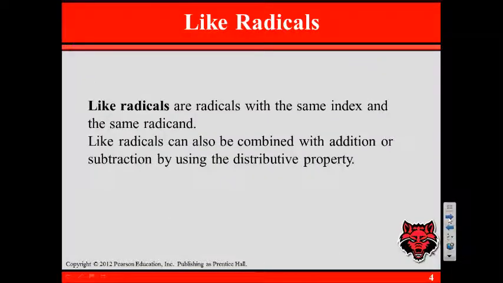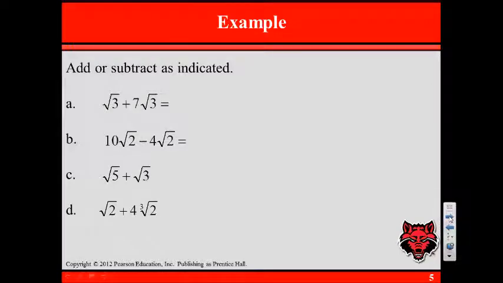Like radicals, or radicals with the same index and the same radicand, can also be combined with addition or subtraction by using the distributive property. Essentially, we're going to combine the coefficients of like radicals and keep the radical the same. So let's try to add or subtract as indicated. We start with the first example, square root of 3 plus 7 square root of 3.